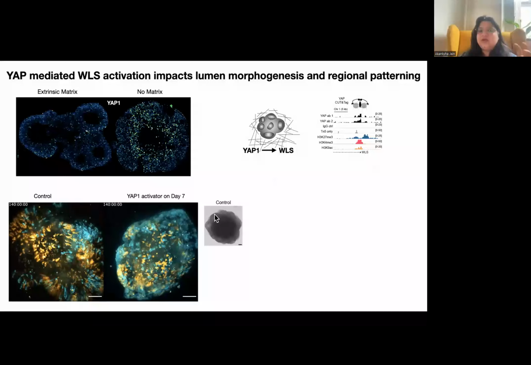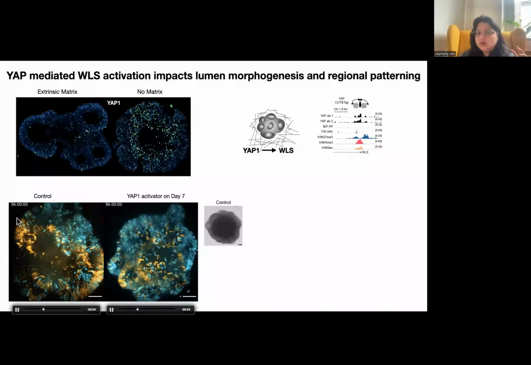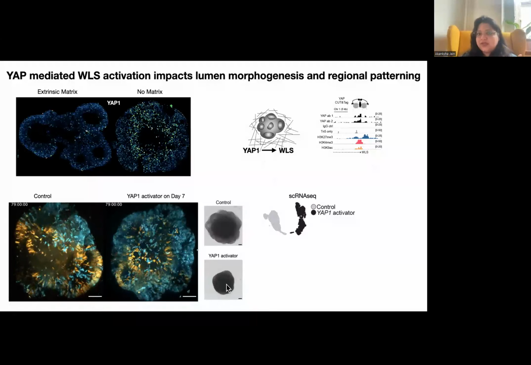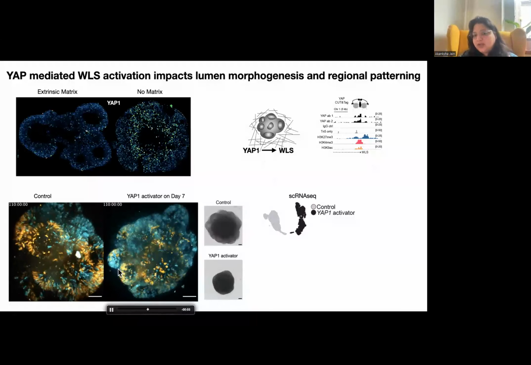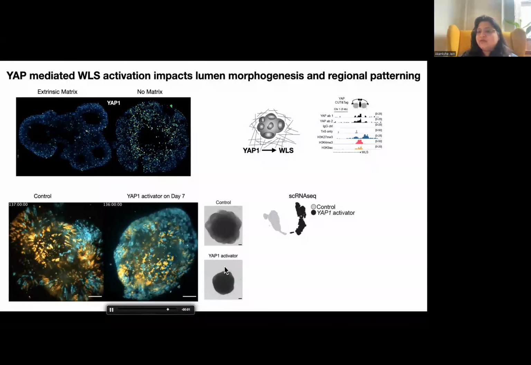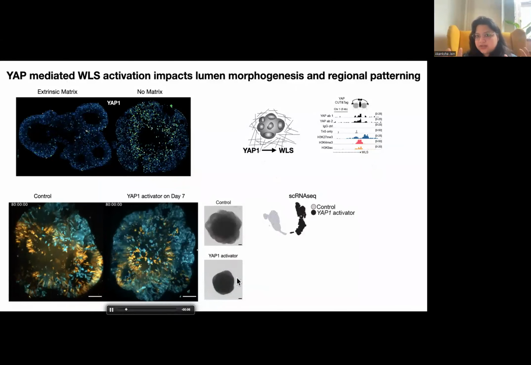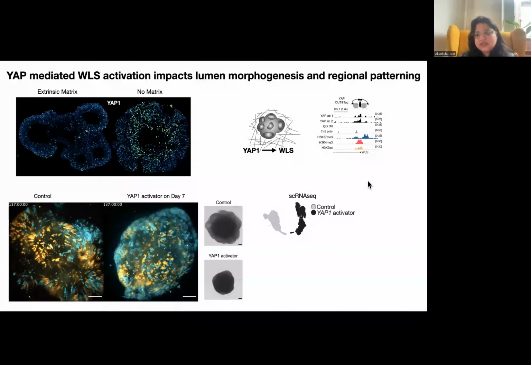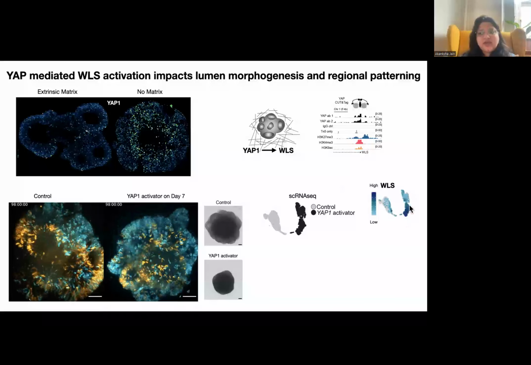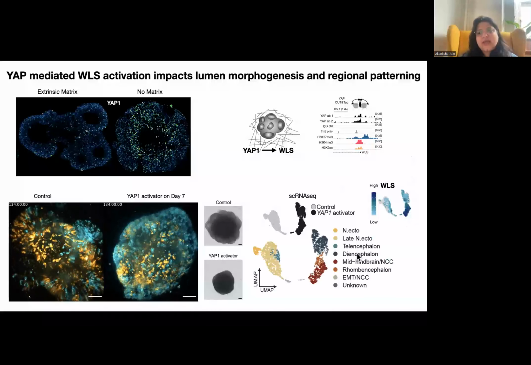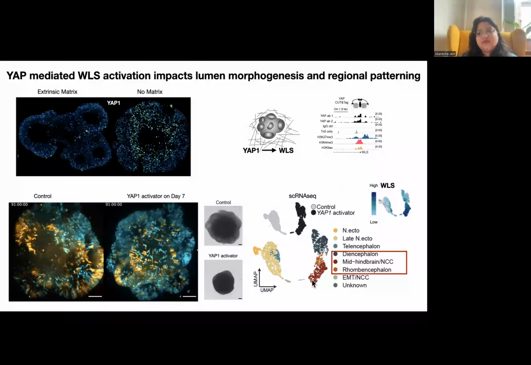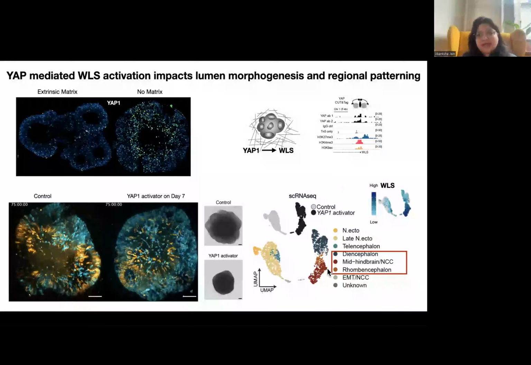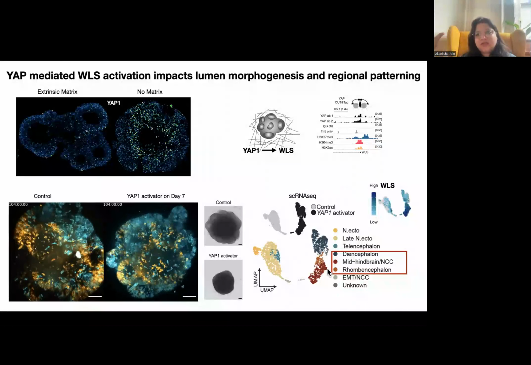So normally the control organoid would have these big lumen as I've shown before. But if you activate YAP by providing a YAP activator, the organoids start completely rounding up. So all these lumen collapse. And in fact, the morphology starts looking very similar to the no matrix morphology. And if we compare the patterning differences between these 2 conditions, we found that Wntless is very high when the YAP activator is given to the organoid. And again, now these organoids start having a lot of non-telencephalic regions. So YAP1 is upregulating Wntless, and Wntless likely is impacting the non-telencephalic region emergence.